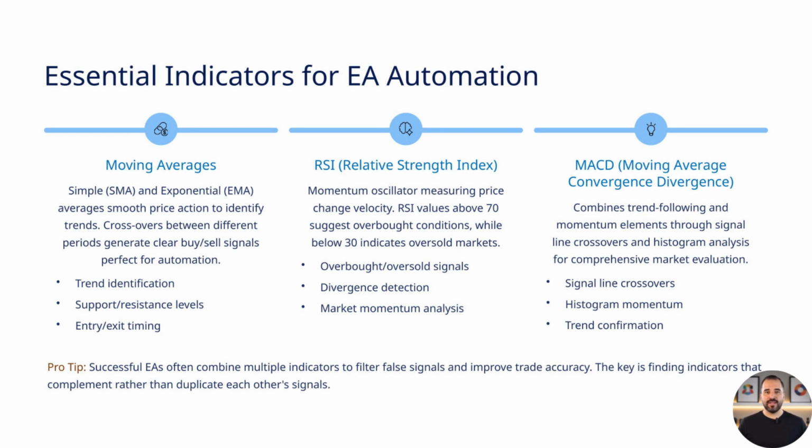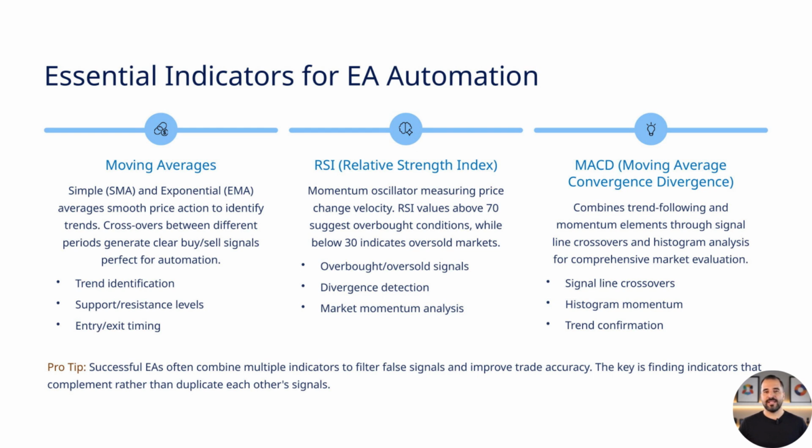Three of the most widely used tools form the backbone of automated strategies: moving averages. SMA and EMA smooth price action, helping identify trends and generate buy or sell signals. Crossovers between different periods, like a fast MA moving above a slow one, are easy to code and provide clear entry points. They also help define support, resistance, and momentum shifts.